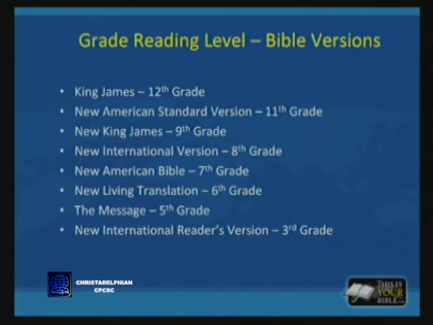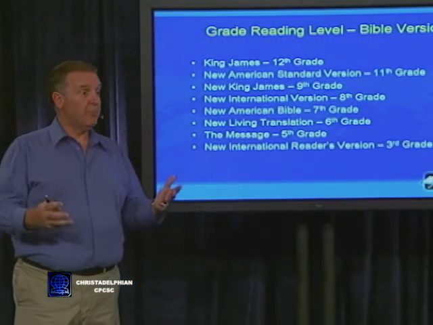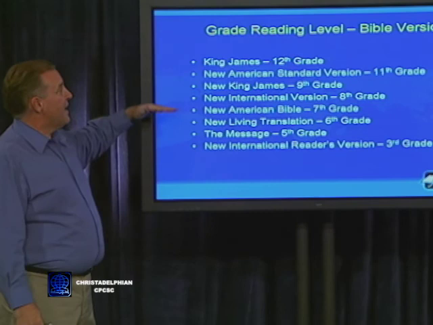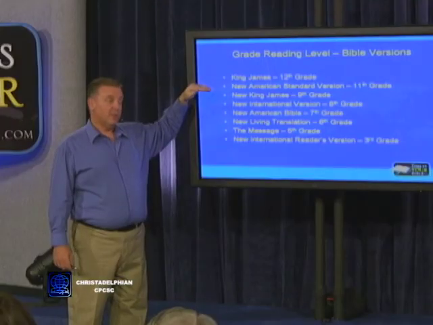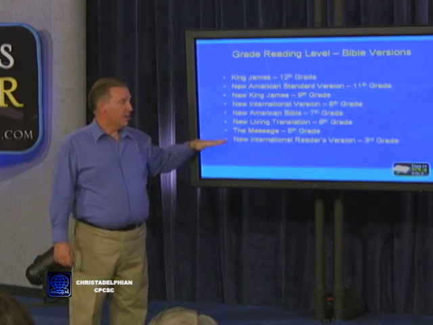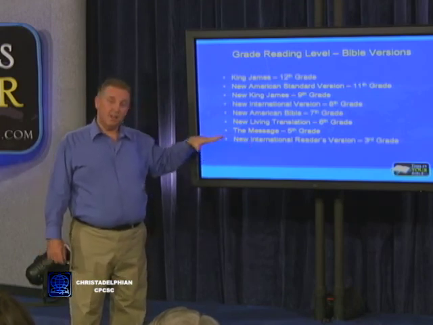One last thing to keep in mind is the readability of the Bible you choose. Unfortunately, a lot of people don't have the same high level of reading skills, especially if you're reading with your children or with your family. It's important to remember that the King James Bible is about a 12th grade reading level, whereas the New International Reader's Version is down at a 3rd grade level.